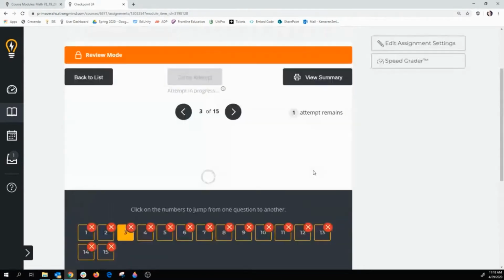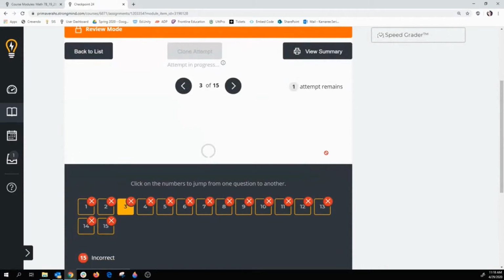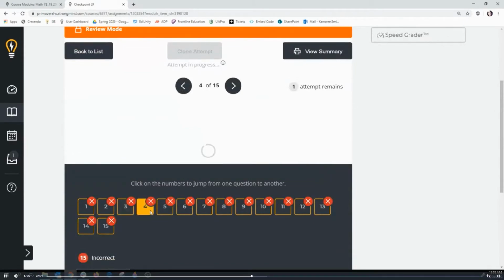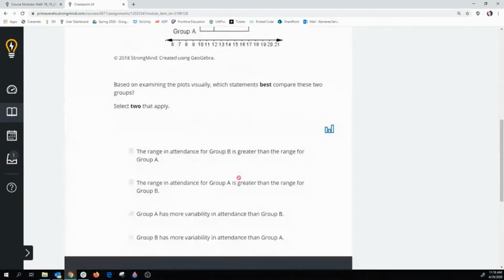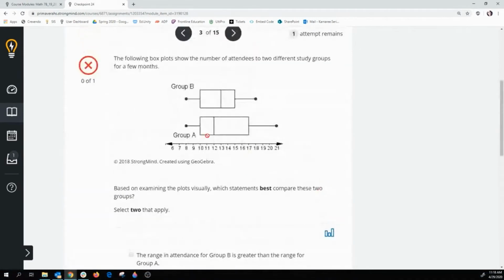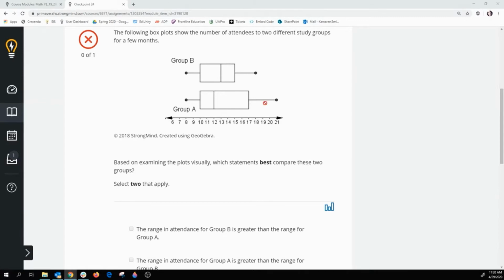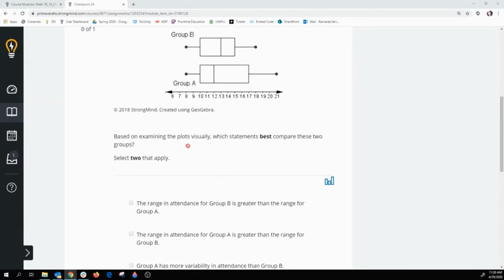All right, number 3. Hopefully once it loads. All right, so for 3, we have a group B and group A. We want to know which statements best compare, and we want to pick 2. So I'll give you guys a second to find this one and let me know when you're ready. Okay, so this question says, based on examining the plots visually, which statement best compares these two groups? So we want to select two that apply.